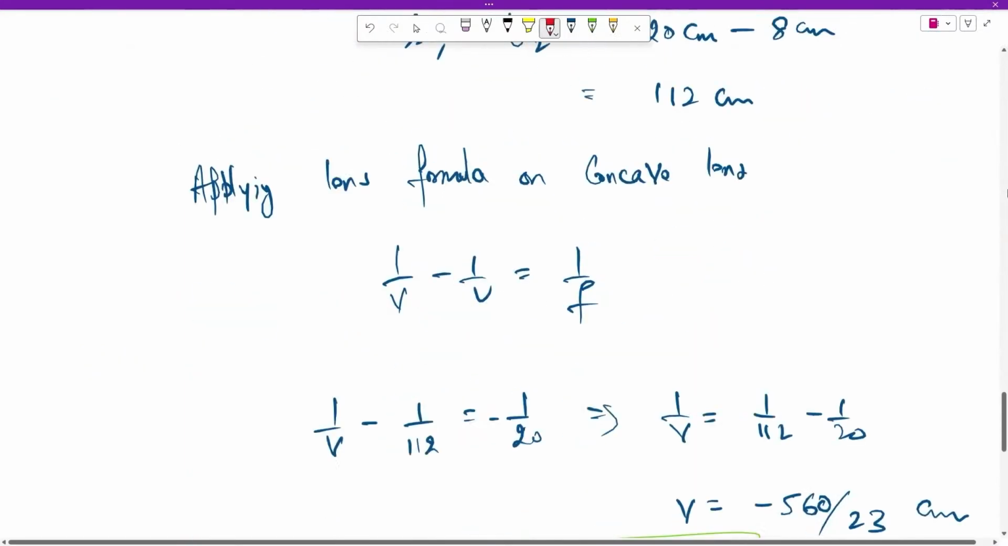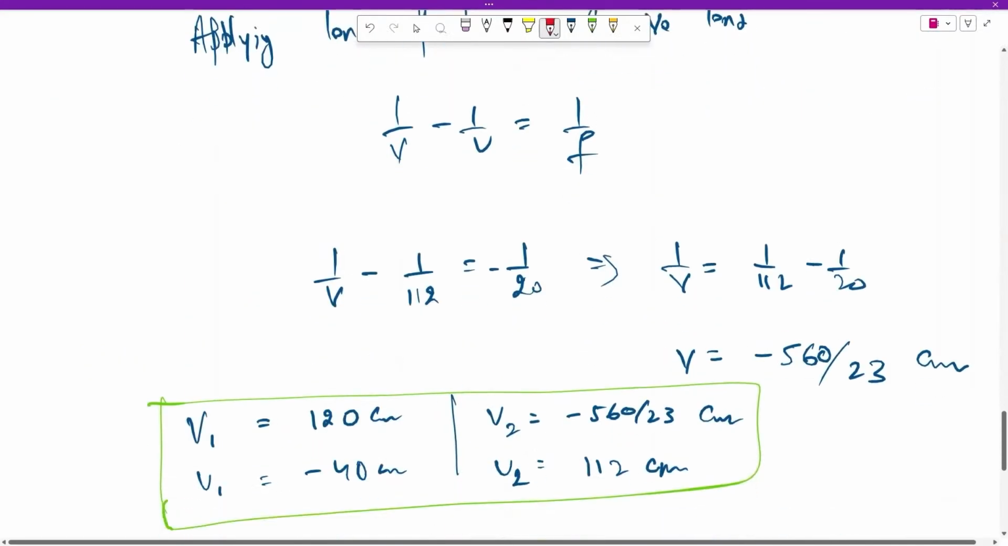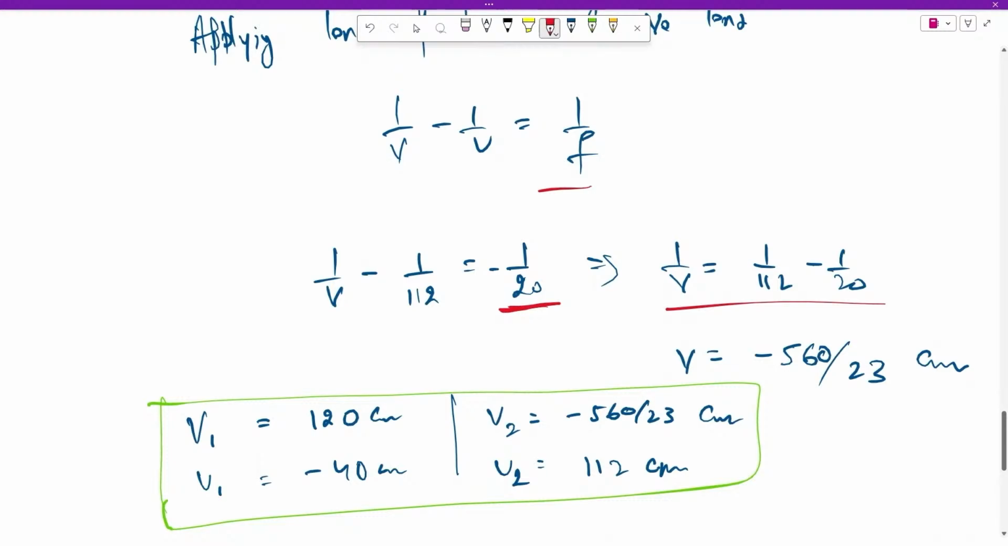Now applying the lens law over here, 1 by v minus 1 by u equals 1 by f. Here f is negative because it is a concave lens, and 1 by v minus 1 by 112 would be equal to minus 1 by 20. So solving this for v, we will get a value of v as minus 560 by 23 centimeter. That is, the position of the image is on the left hand side of this concave lens, at minus 560 by 23 centimeter.